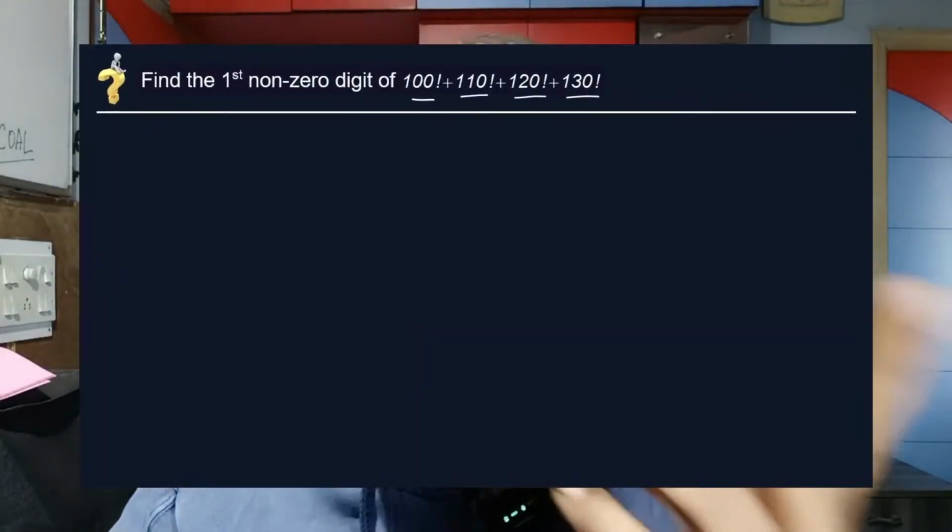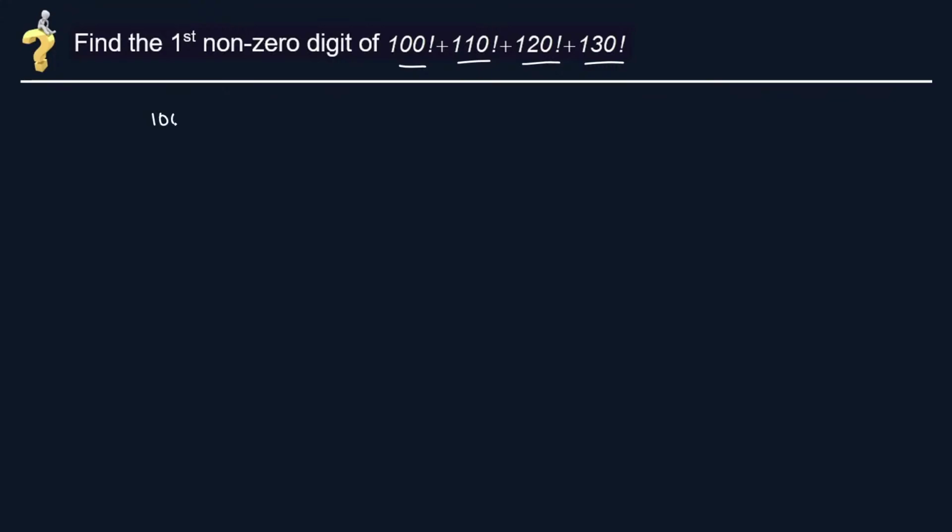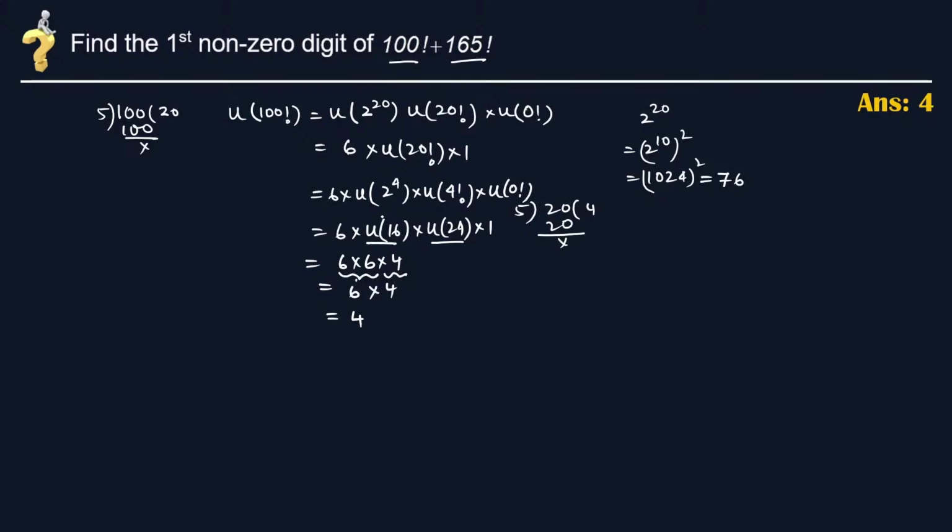Will I have to calculate every factorial for finding out the first non-zero digit? No. Why? Because factorial 110 will have more zeros at the end than factorial 100. Same thing with factorial 120 and factorial 130. So the first non-zero digit that is going to come is from factorial 100 only. And just now we have done that the first non-zero digit of factorial 100 is basically 4.